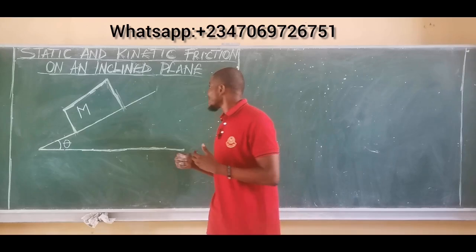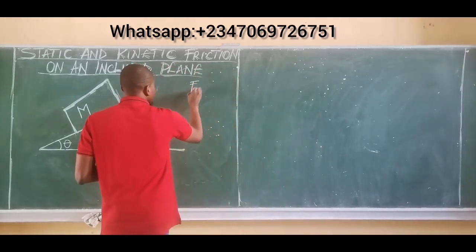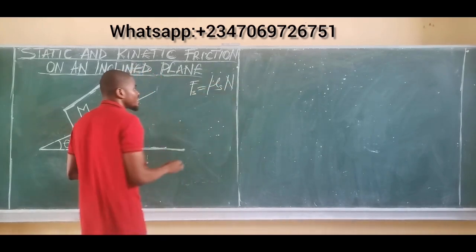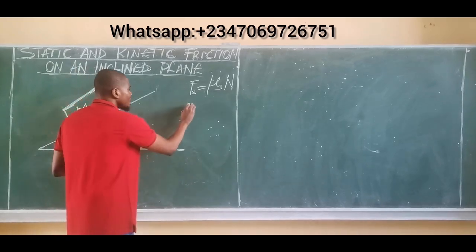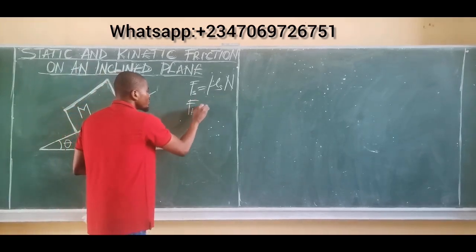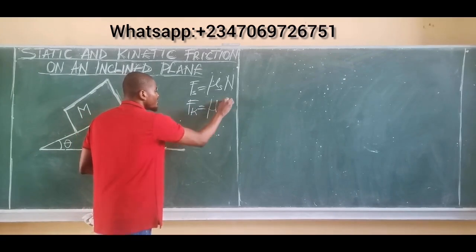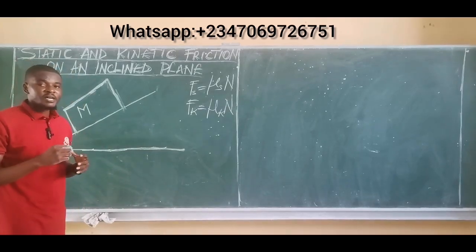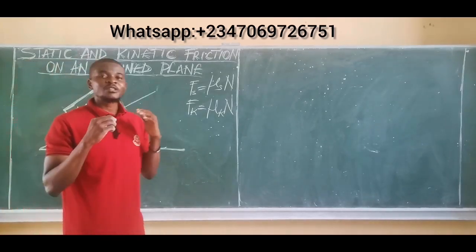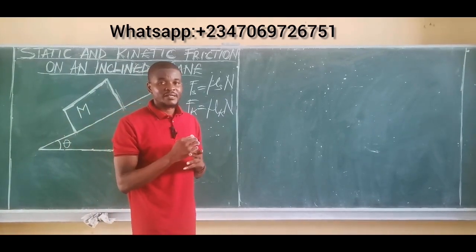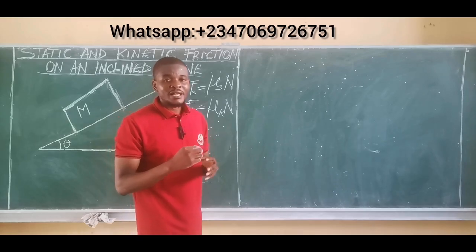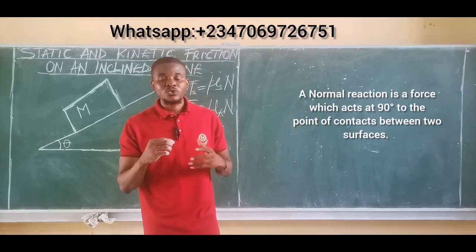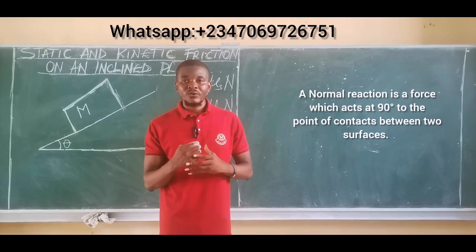And in the previous video, we looked at static friction, Fs, to be equal to the coefficient of static friction mu s multiplied by the normal reaction N. Similarly, we looked at kinetic friction Fk to be equal to mu k multiplied by the normal reaction N. Now, I said in the previous video that there cannot be friction without two surfaces coming in contact. And when surfaces come in contact, there is bound to be what is called a normal reaction, a reaction force which acts at 90 degrees to the surface of contact.